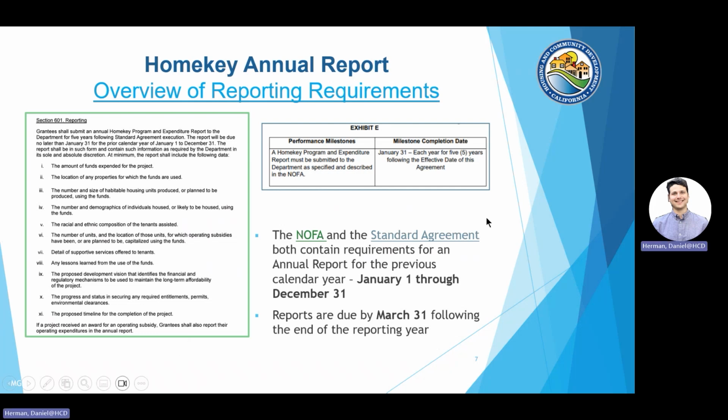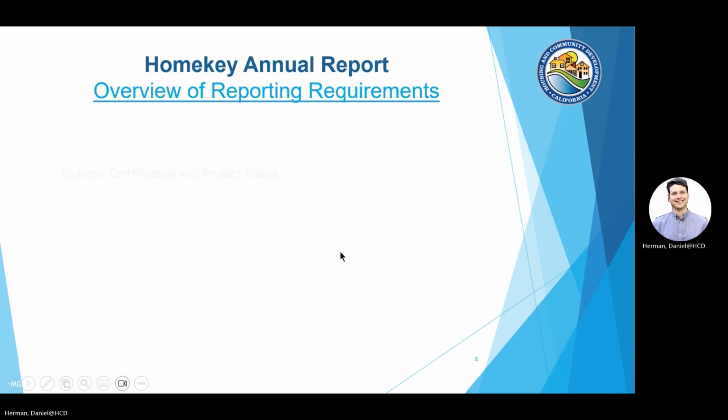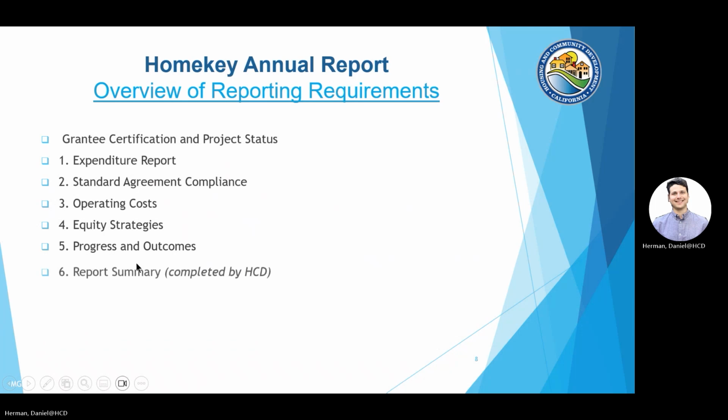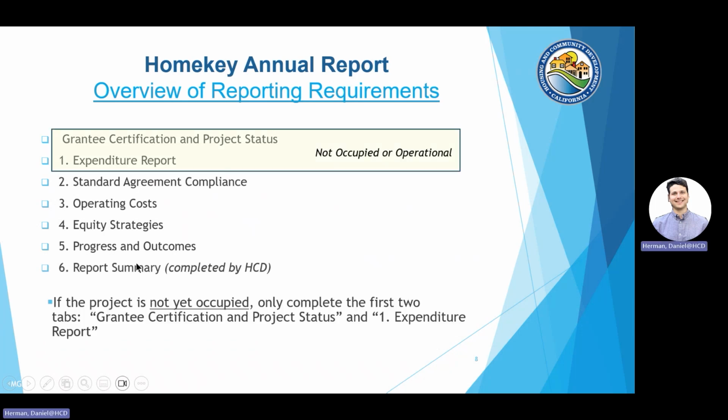And as you've all been made aware, the reporting requirement has changed where they're now due on March 31st following the calendar reporting year. So no longer January 31st, but March 31st. So there will be 6 parts of the annual report this year. And if your project is not yet occupied or operational, you will only be required to complete the first 2 tabs, the Grantee Certification and Project Status tab and the Expenditure Report tab.